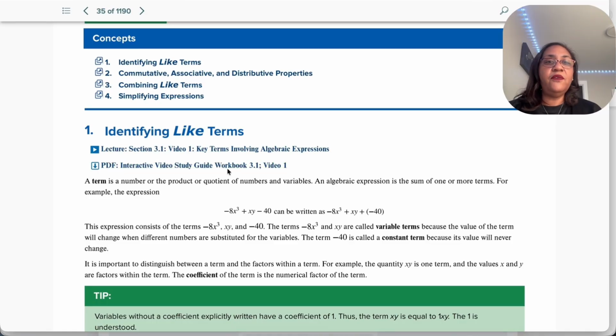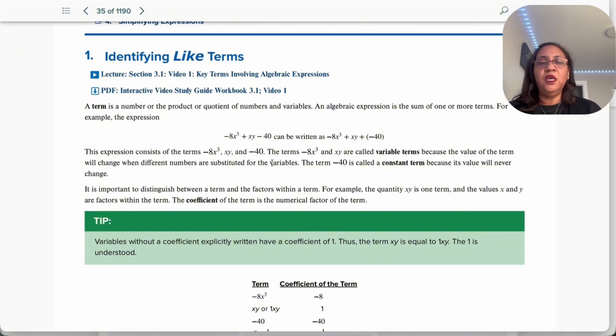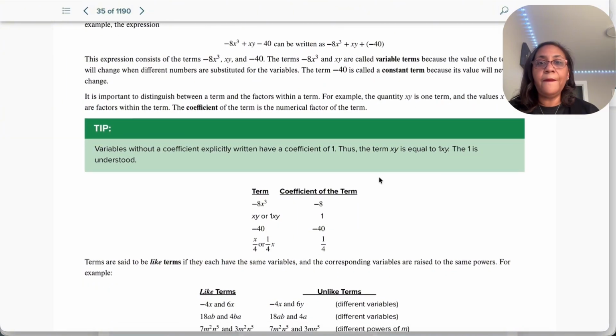Here you have a workbook. If you did purchase your workbook, you can move along through the workbook with the video. And then here's the definition again: a term is a number or the product or quotient of numbers and variables. And then here's an example. These examples are also in the PowerPoint, but I like books and I recommend that you read your book.